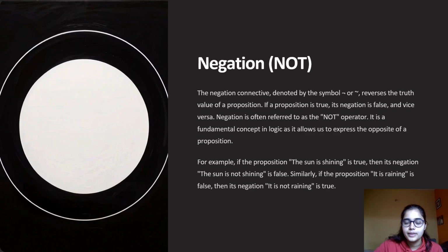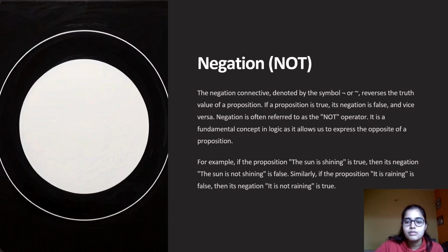To the third topic, that is negation. It is also known as NOT gate. The negation connective, denoted by the symbol not, reverses the truth value of a proposition. If the proposition is true, its negation is false and vice versa. Negation is often referred to as the NOT operator. It is a fundamental concept in logic as it allows us to express the opposite of a proposition.